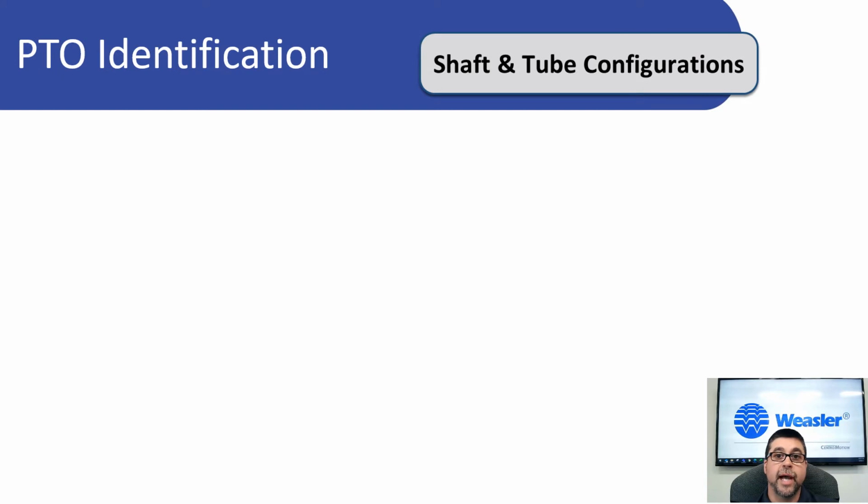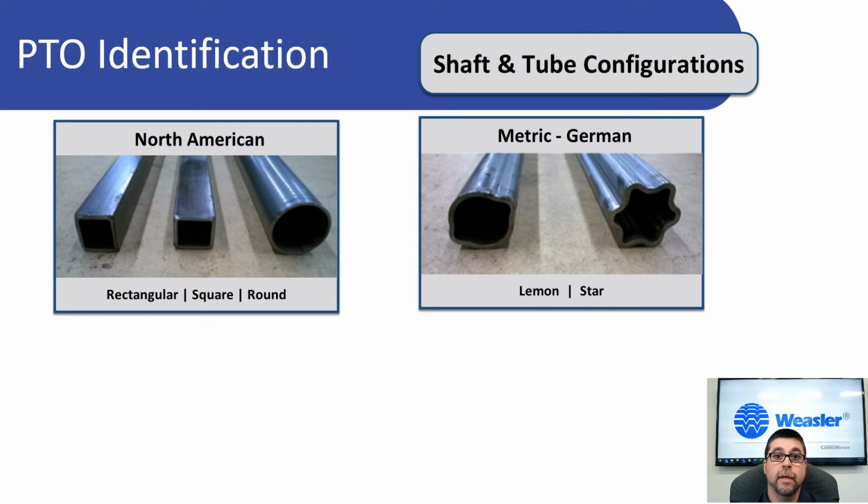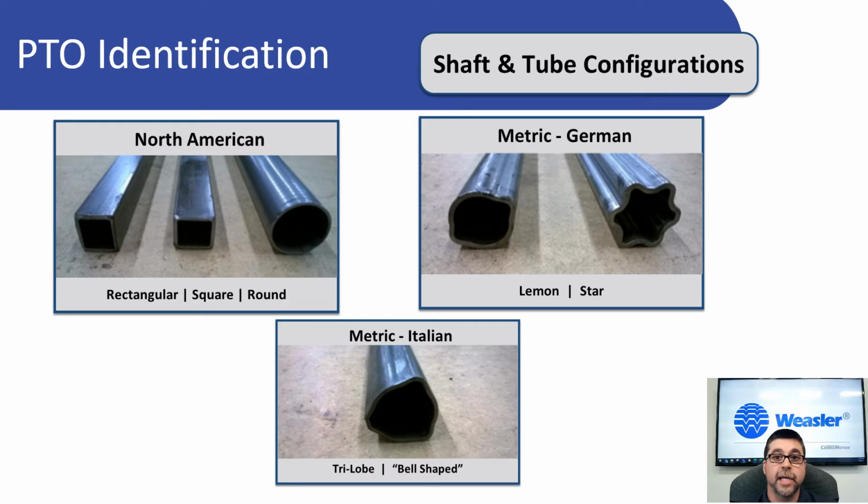As we look at identifying PTO drivelines, one of the identifiers we can use is what style of shaft and tube the PTO driveline utilizes. There are 3 different categories that would help us identify. A North American style, which would be your square, rectangle, round, or in some cases spline shafting. Your metric German style, which would be the lemon or star profile. And your metric Italian style, which would be the trilobe or bell shaped.